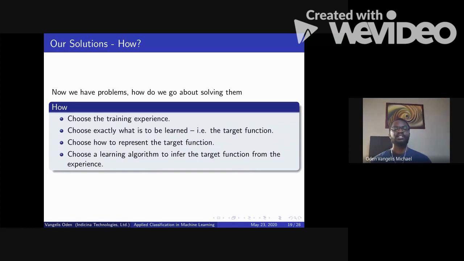Then the next is, how do we represent our target function? How do we represent our target? What makes for successful learning? Then we choose a learning algorithm to infer the target function from the experience.